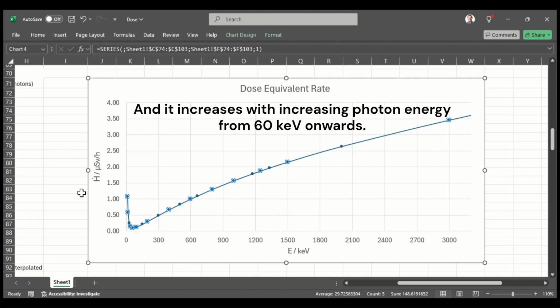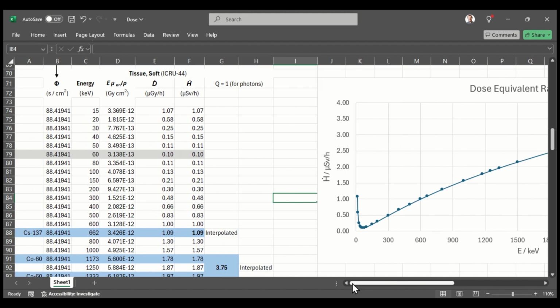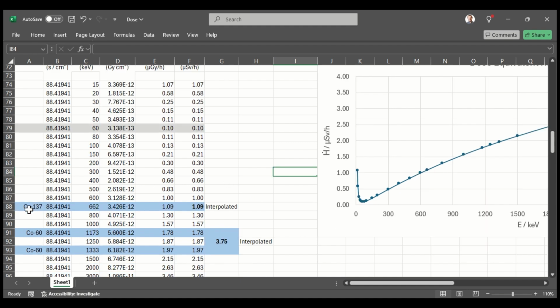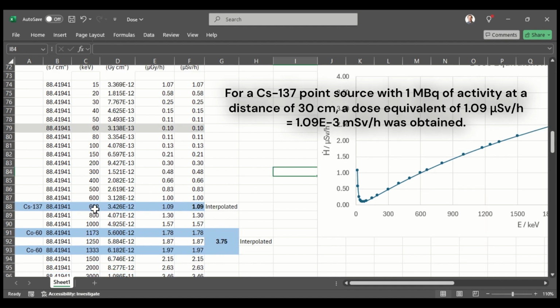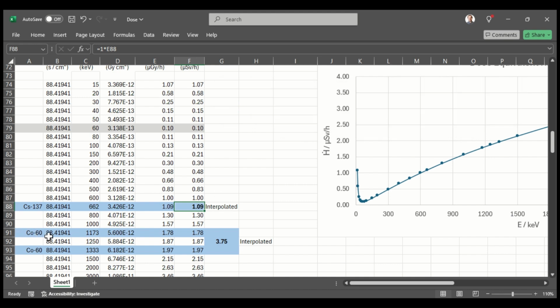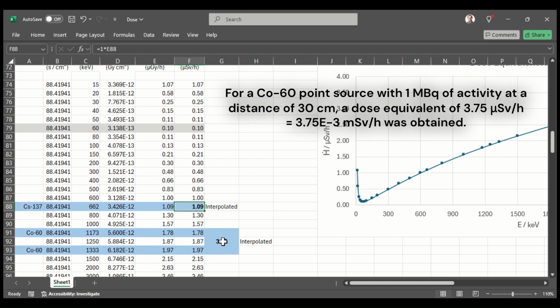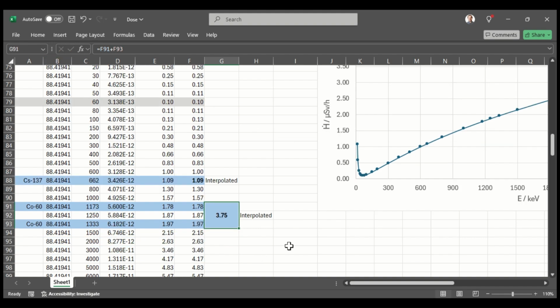Following this calculation, the dose equivalent rate due to a cesium-137 point source with 1 megabecquerel of activity at 30 centimeters distance was found to be 1.09 microsievert per hour. And the dose equivalent rate due to a cobalt-60 point source with 1 megabecquerel of activity at 30 centimeters distance was found to be 3.75 microsievert per hour. Because each cobalt-60 decay results in 2 photons being emitted with 100% probability.